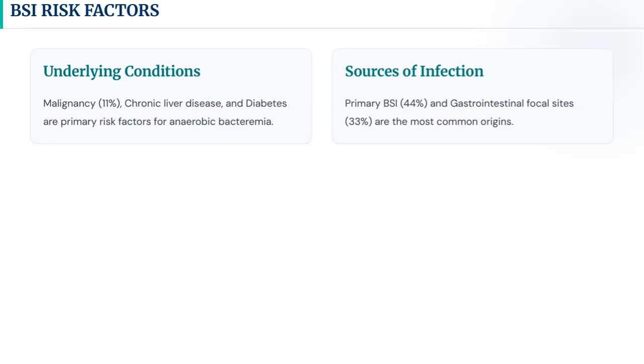When we look at bloodstream infections, nearly half start as primary infections, with another third coming from gastrointestinal sources. These are the main origins we see. But it's not just where the infection begins. Underlying health conditions play a big role too. Malignancies, chronic liver disease, and diabetes are key risk factors that make patients more vulnerable to anaerobic bacteremia. Understanding these connections helps us target prevention and treatment more effectively.